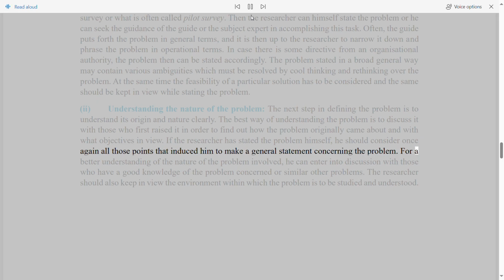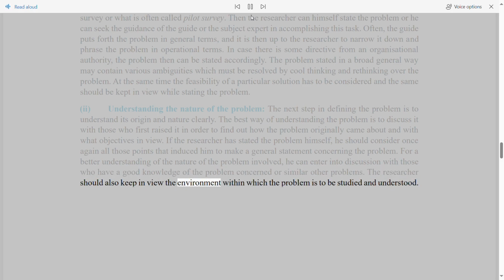For a better understanding of the nature of the problem involved, he can enter into discussion with those who have a good knowledge of the problem concerned or similar other problems. The researcher should also keep in view the environment within which the problem is to be studied and understood.